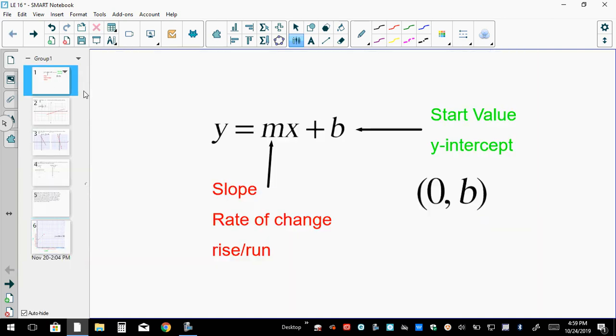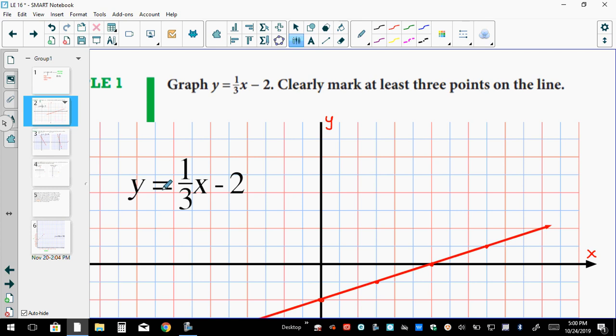Okay, so let's just review really quickly. This is the slope-intercept form of an equation where the slope, the rate of change or the rise over run, is this m value, and the start value is the y-intercept. Okay, and then to graph it, you find the start value, like in this example at -2, you go up 1 over 3, up 1 over 3, and you put the points in to graph. All right, you guys have all the tools you need to start graphing using linear equations.